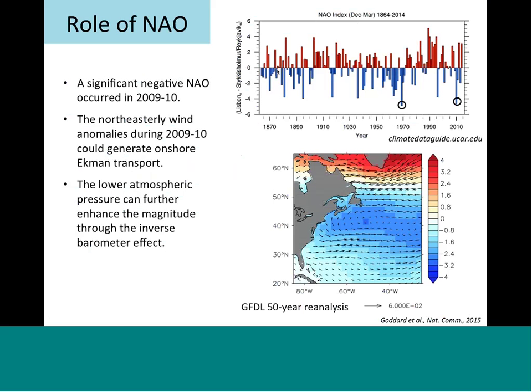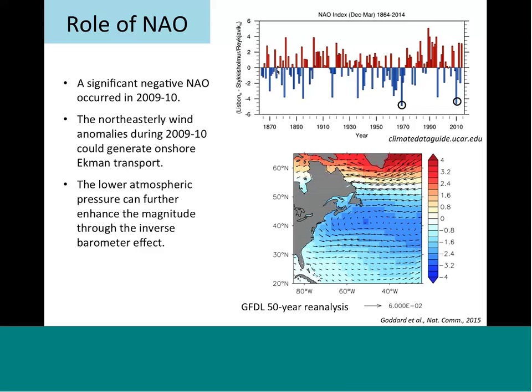The models behave differently. So in the 2009-2010 era, there was a big negative NAO, as you can see in the time series in the top right here. And that produced some winds that are shown in the lower right, based on a reanalysis from GFDL. You can see that the winds were blowing in an anomalously counterclockwise fashion, and so producing potentially some Ekman transport toward the coast.